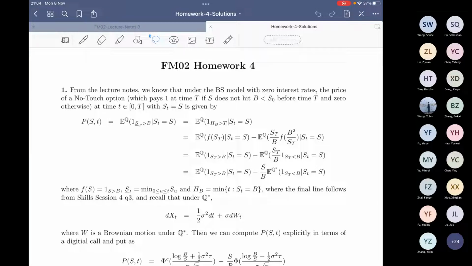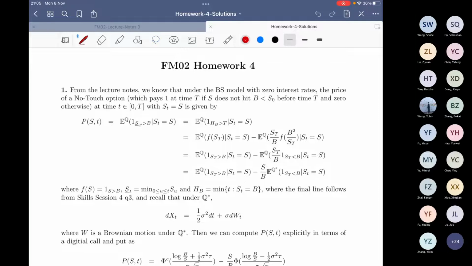So the price of a no-touch option: a no-touch option pays 1 at time T if S does not hit B, which is less than S0, before time T, and 0 otherwise. So I should have moved this up here. So the f function for this particular question is just simply this.